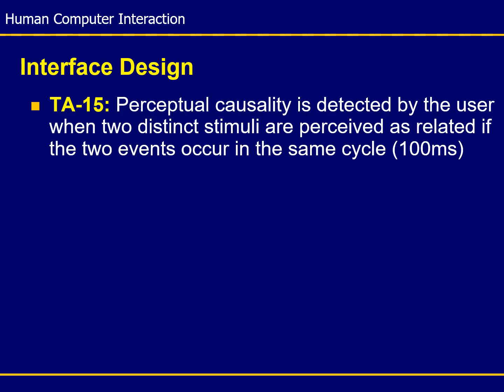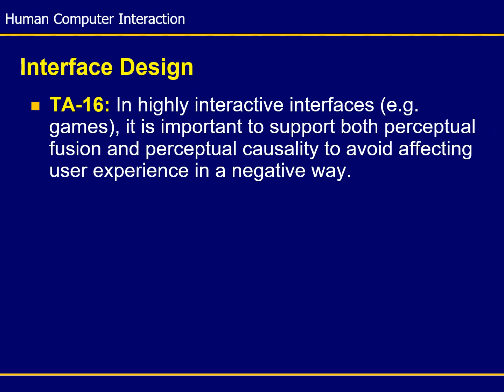So the takeaway is that perceptual causality is detected by the user when two distinct stimuli are perceived as related if the two events occur in the same cycle of 100 milliseconds. Now, the second takeaway is that in a highly interactive interface, it is important to support perceptual fusion and perceptual causality to avoid affecting the user experience.